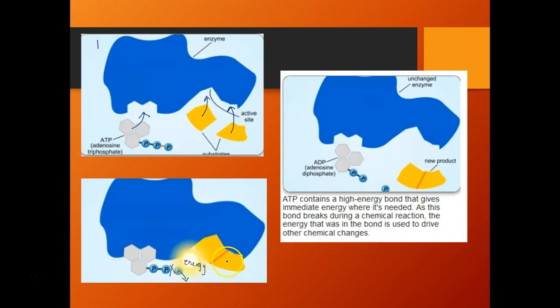And what does the energy do? It's going to form a bond between these 2 substrates, so that in the end, what you see is the substrate falls off and we now have a new product. This new product would not be able to be formed if it weren't for the energy that was released when that phosphate group was broken off.